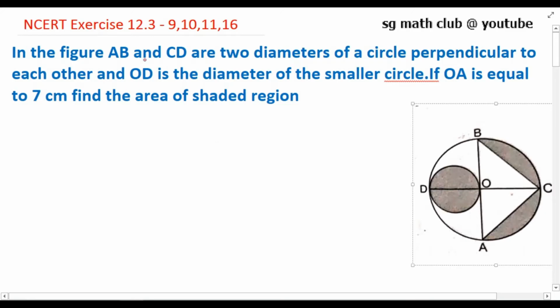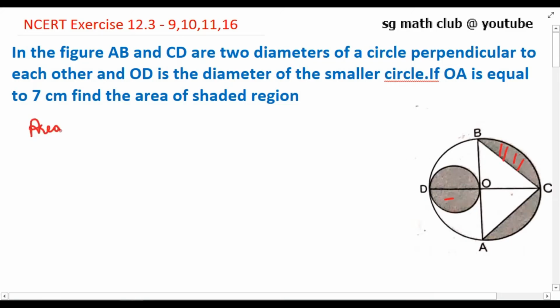First question is: in the figure, AB and CD are two diameters of a circle perpendicular to each other, and OD is the diameter of the smaller circle. If OA is equal to 7 centimeter, we need to find the area of this shaded region. Here you can see a small circle and this part; the area of this shaded region we need to find out.